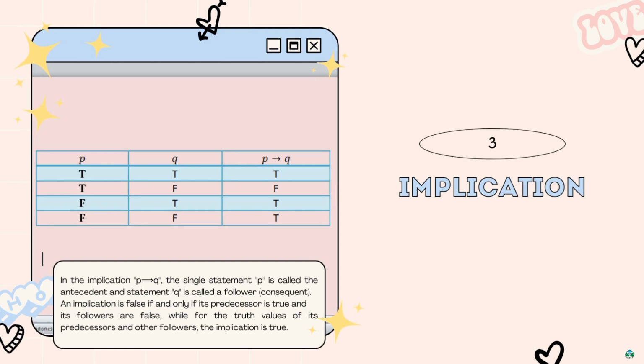The third is implication. In the implication P implication Q, the statement P is called the antecedent and statement Q is called the consequent. An implication is false if and only if its antecedent is true and its consequent is false, while for the other truth values of its antecedent and consequent the implication is true. We can see this in the truth table of the implication.